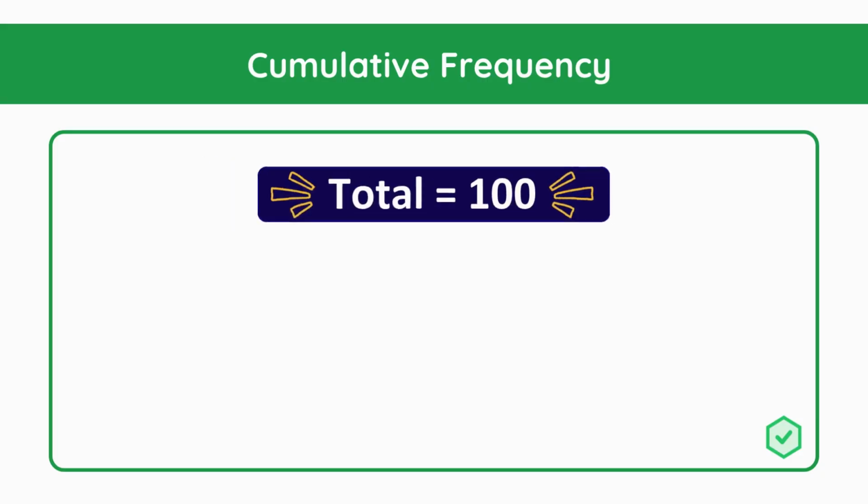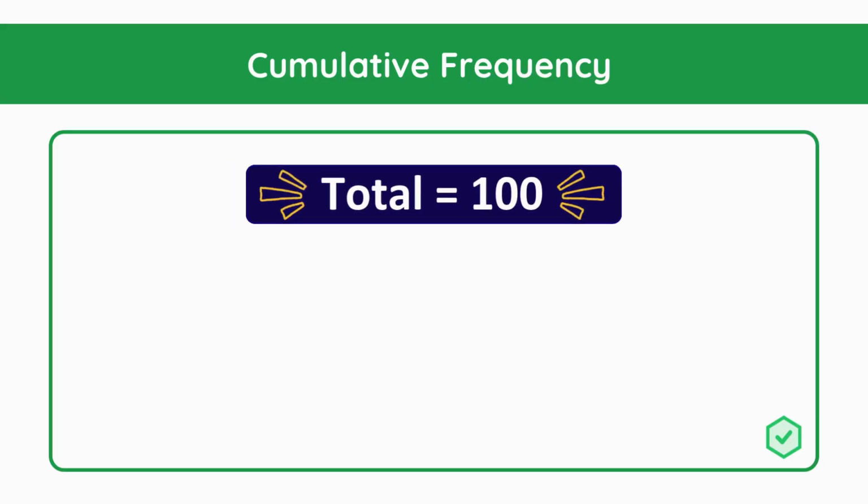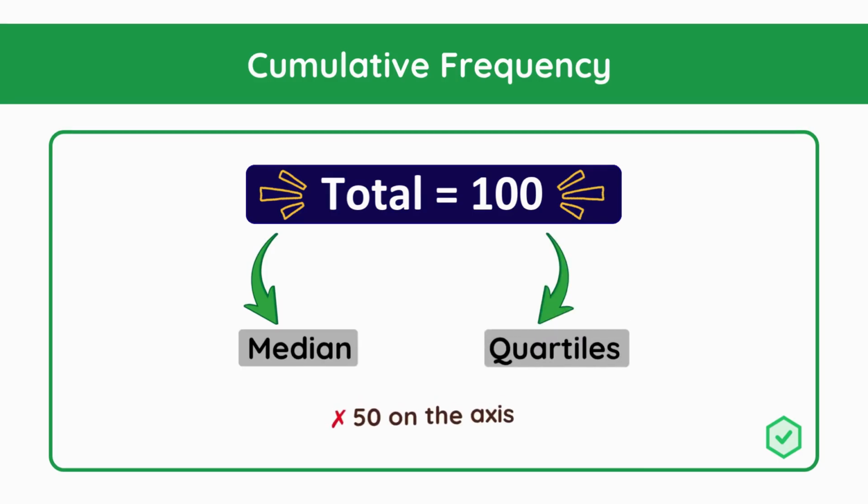Notice straight away that 100 is our total. This is the number we'll be working with for the median and quartiles, not the 50 on the axis. A lot of students slip here and have the wrong number, so keep your eye on it.